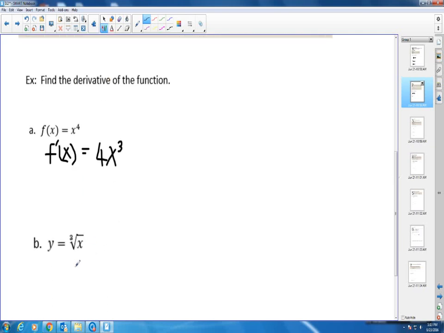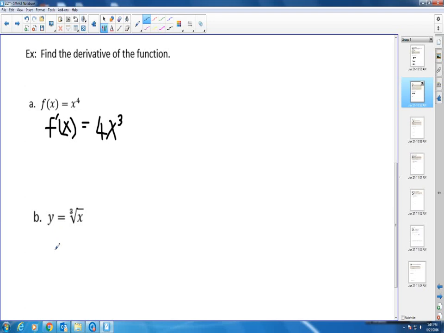Now this one I'm going to write a little bit more. I can simply write y prime, but this time I'm going to say the derivative of y with respect to x will equal the derivative with respect to x of the cube root of x. The cube root of x can be written as x to the 1/3 power.